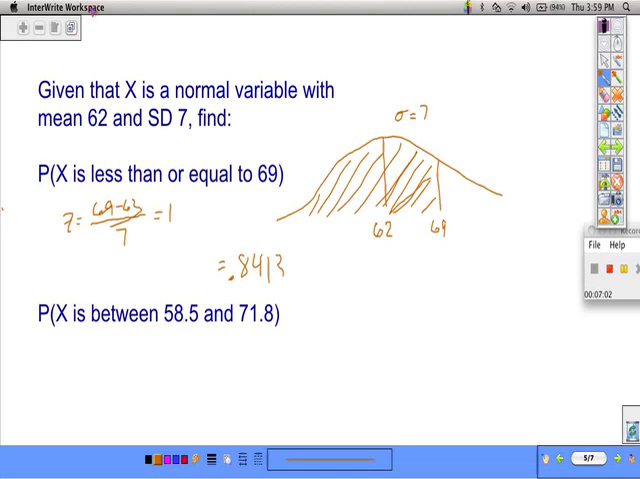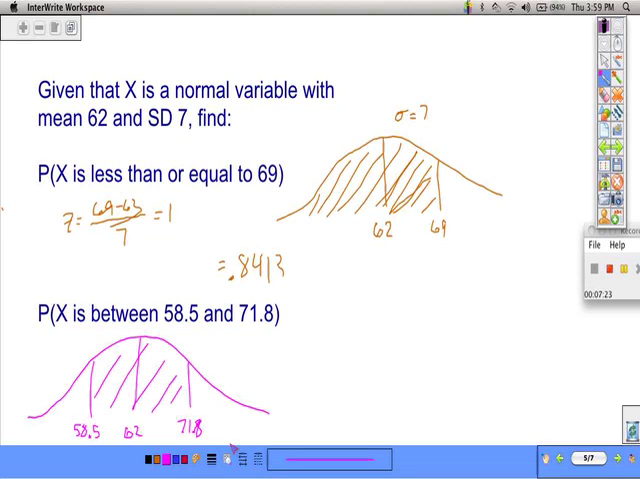For the second one, if I draw my picture, the mean is 62, 58.5 is down here, and 71.8 is above the mean, and we want the area in between here. I'm going to change these both into z-scores. The z-score for 71.8 is 1.4. The z-score for 58.5 is negative 0.5.